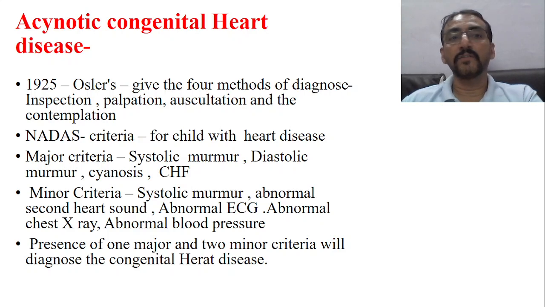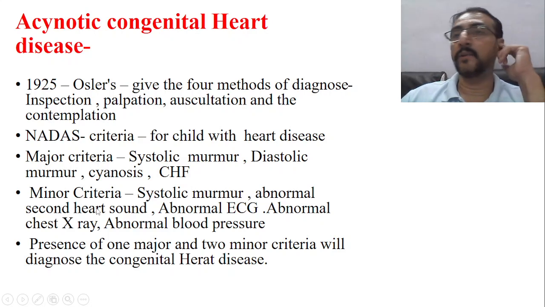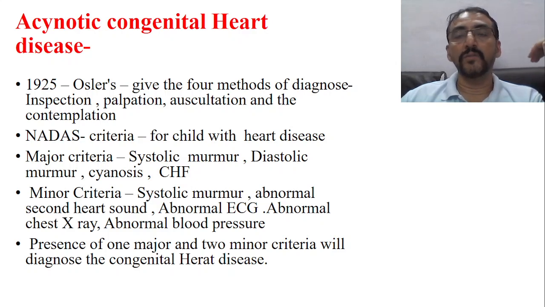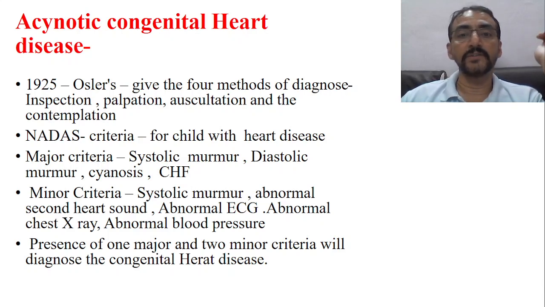In 1925, Osler was the first person who mentioned four methods of diagnosis: inspection, palpation, percussion and auscultation. And Osler's notes are also there. Especially for the diagnosis of congenital heart disorders in children, we used to follow Nadas' criteria. Just like in rheumatic heart disease we have Jones criteria, similarly we have Nadas' criteria. This helps to identify heart disorders in children, especially congenital heart disorders.